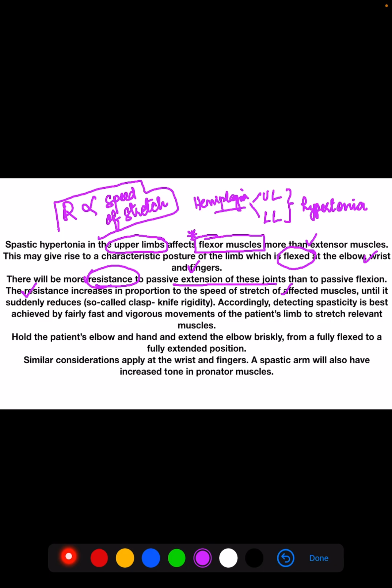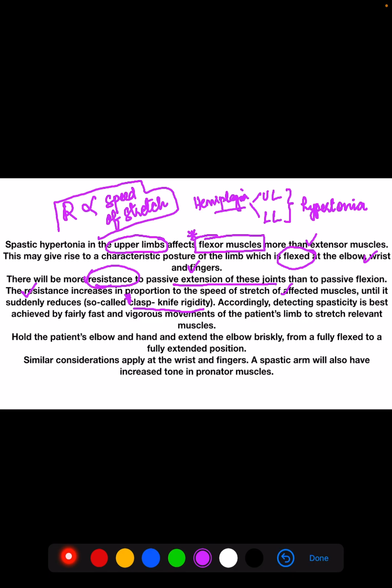Supposing hemiplegia, upper limb is involved, patient is having hypertonia, so if we try to stretch the affected muscles, as we increase the speed of stretch, what will happen? There will be resistance to extension of these joints. And afterwards, the resistance suddenly reduces. So this is called clasp knife rigidity. Speed increases, resistance increases, and there will be a giveaway. Where the resistance suddenly reduces, this is called clasp knife rigidity.